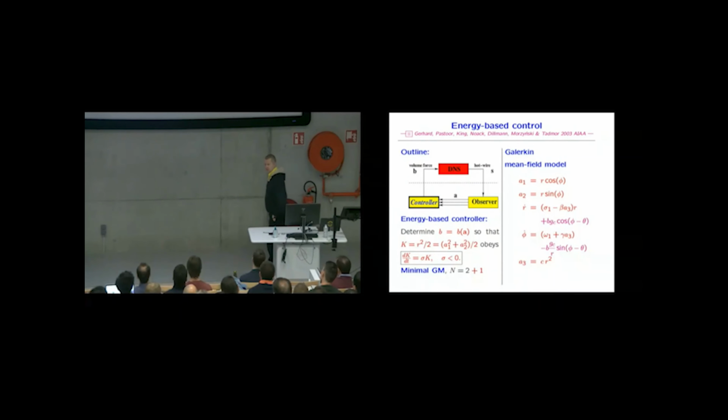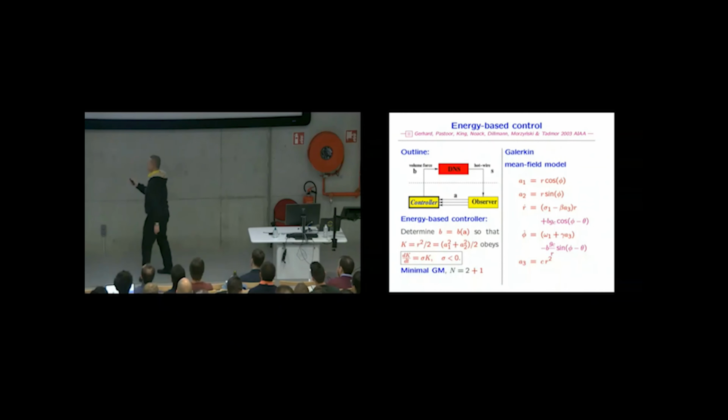Now, how do we do the control? Well, we have a direct numerical simulation. It could be an experiment. We only know what our sensor signal reads. So we have a single output, and we have a single input, so we control the volume force. And now we have to use this sensor signal somehow to do the control.